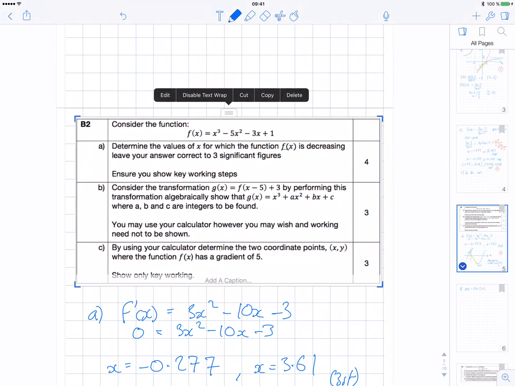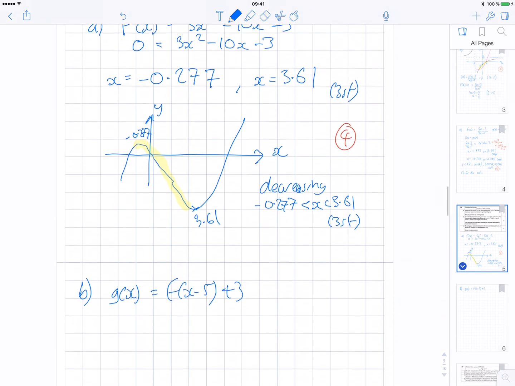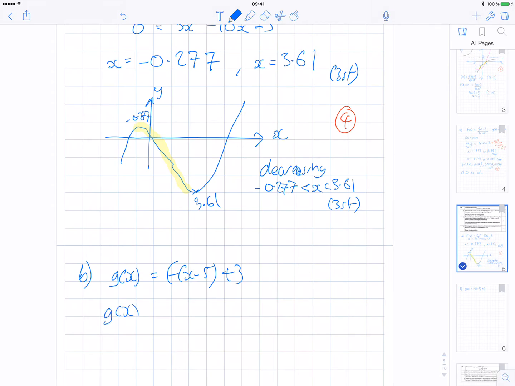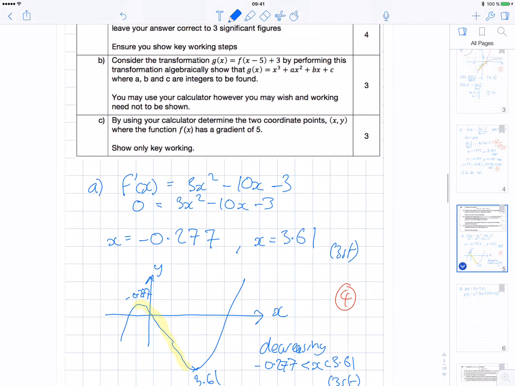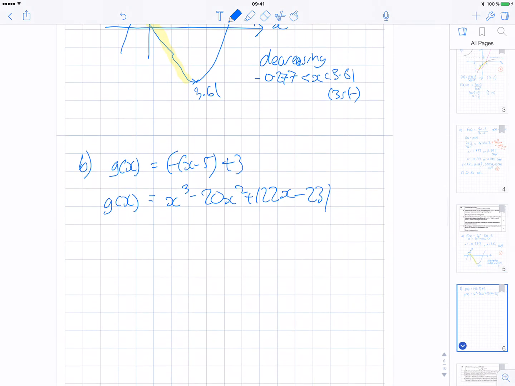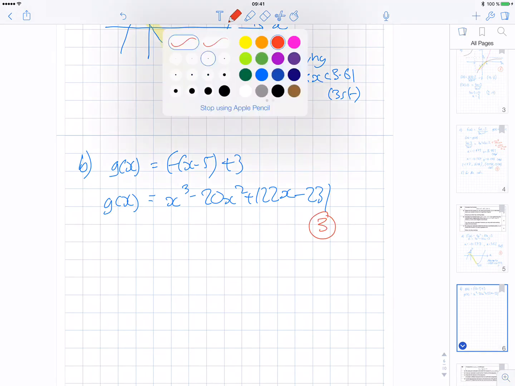It actually says you may use your calculator however you want. So g of x, and I'll show you how to do this all on the calculator. I deliberately had this in as a very straightforward question, really, for 3 easy marks, because the calculator does it all.